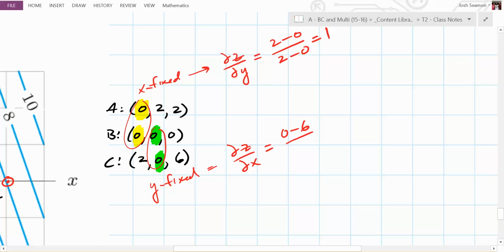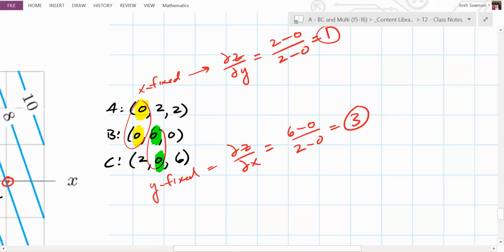0 minus 6 over, oh boy. Did I do this the right way? No. Oh, I got to actually do the other one, not the one I circled. Good job, Josh. Sorry. So we have z going from 6 to 0 over 2 minus 0, so it's going to be 3.